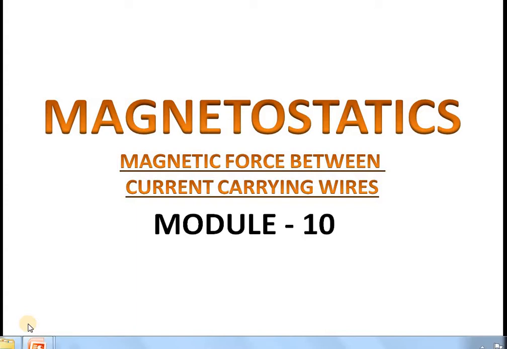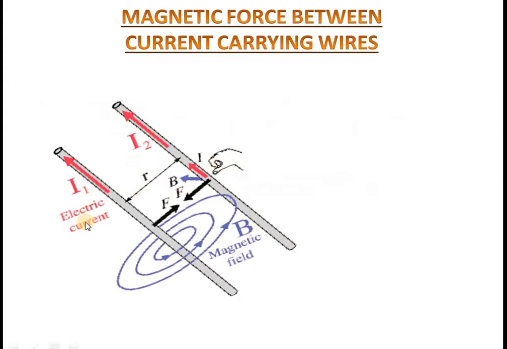When a charged particle moves in a magnetic field, we have found that it will experience a force. That force is called the Lorentz force. The Lorentz force is given by q times v cross B, where v is the velocity and B is the magnetic field experienced by the particle. So this is the case of a single charged particle.